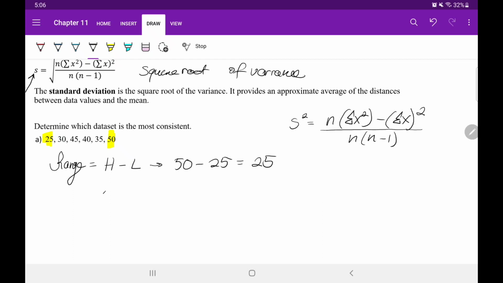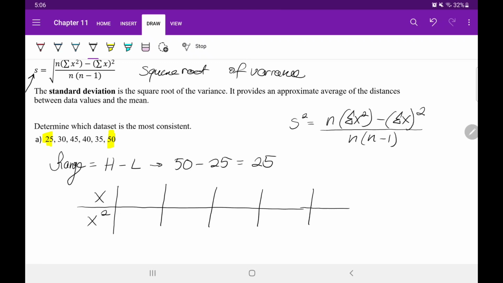Let's create some sort of table as well. You know me, I like my tables. The first row is going to be x, the second row is going to be x squared. Now, let's place our data values in each slot. 25, 30, 45, 40, 35, and then 50.